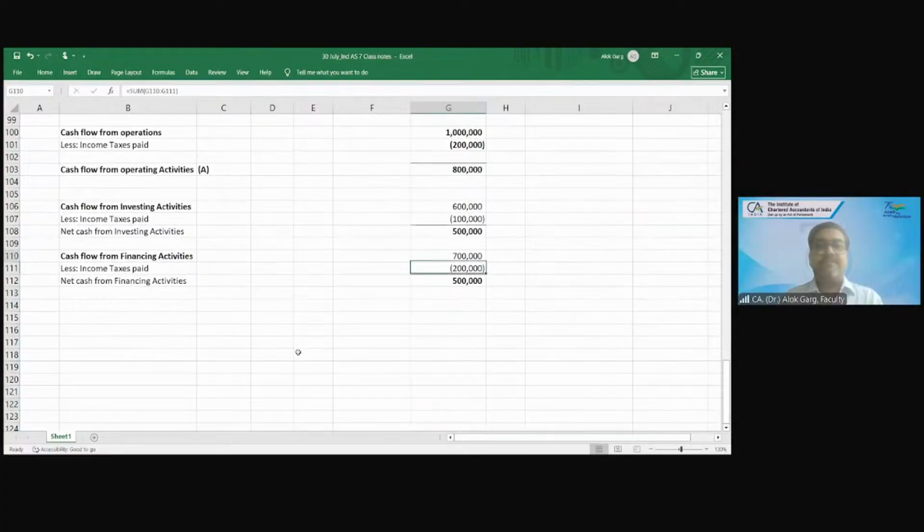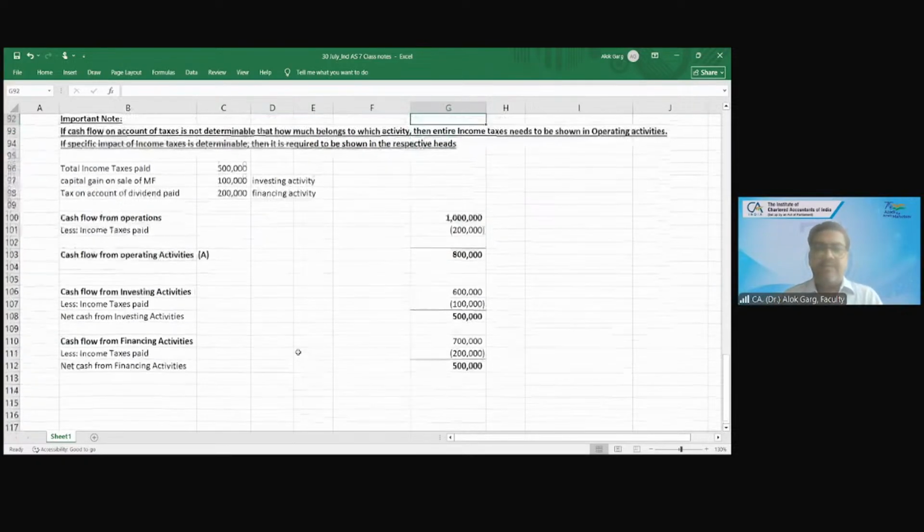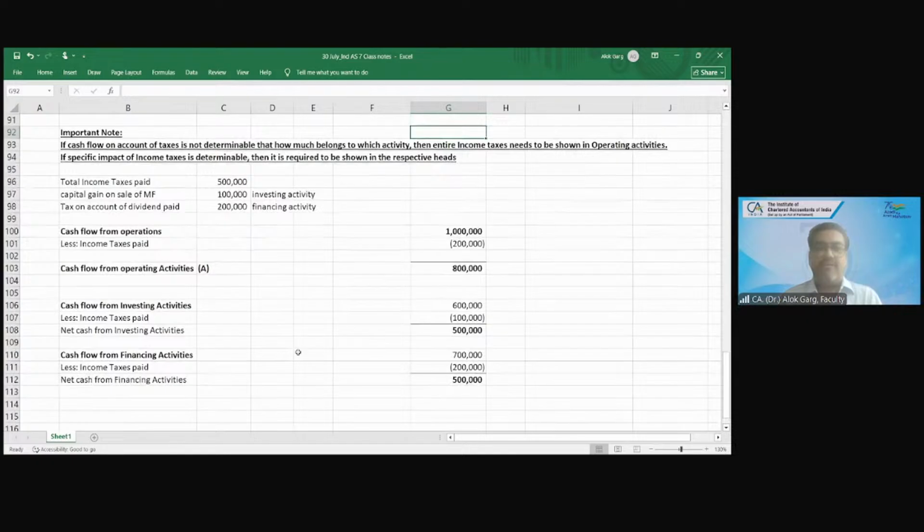So friends, this is how you need to present your cash flow from taxes. Is that clear to everyone? Is this clear to everyone or not? Yes, sir. Clear enough. Important note on tax flows treatment.